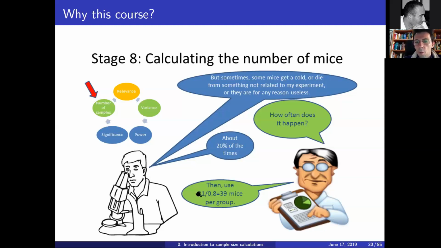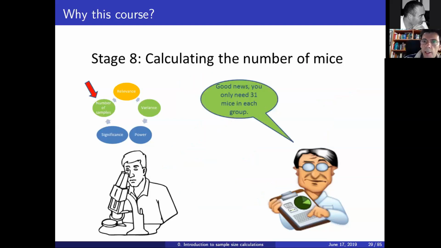So instead of 31, you increase by 8. So you divide by 80% because you have lost 20%. So that when you compute the 80% of this new sample size, that is now 39, you still have the 31 that you needed for the statistical comparison.